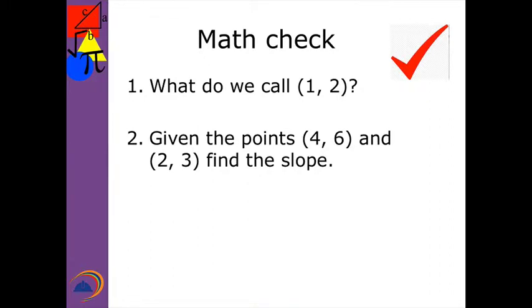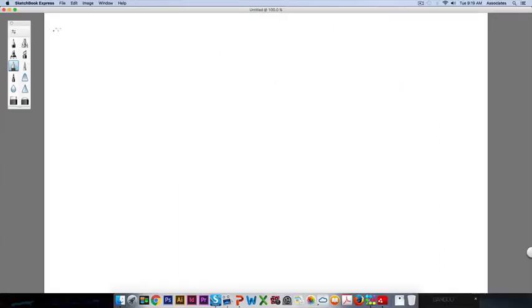Welcome back. First of all, the first thing we're going to do is you call that parentheses 1 comma 2 parentheses an ordered pair. And number 2 says, given the points (4, 6) and (2, 3), find the slope. So let's go to our slate and remember our formula for slope. Slope is the y from the second point, y sub 2, minus y from the first point, y sub 1, over x sub 2 minus x sub 1.